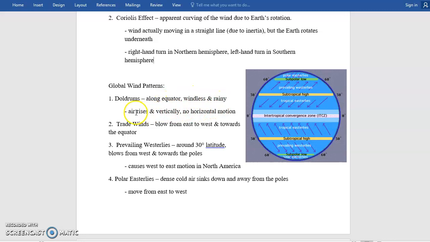There's no Coriolis effect right at the equator because that straight line is a straight line as the Earth turns. And so the air rises up vertically. There's very little horizontal motion. Then as it goes higher up, it gets colder, and so it condenses into clouds and rain falls. Very, very little wind at all.